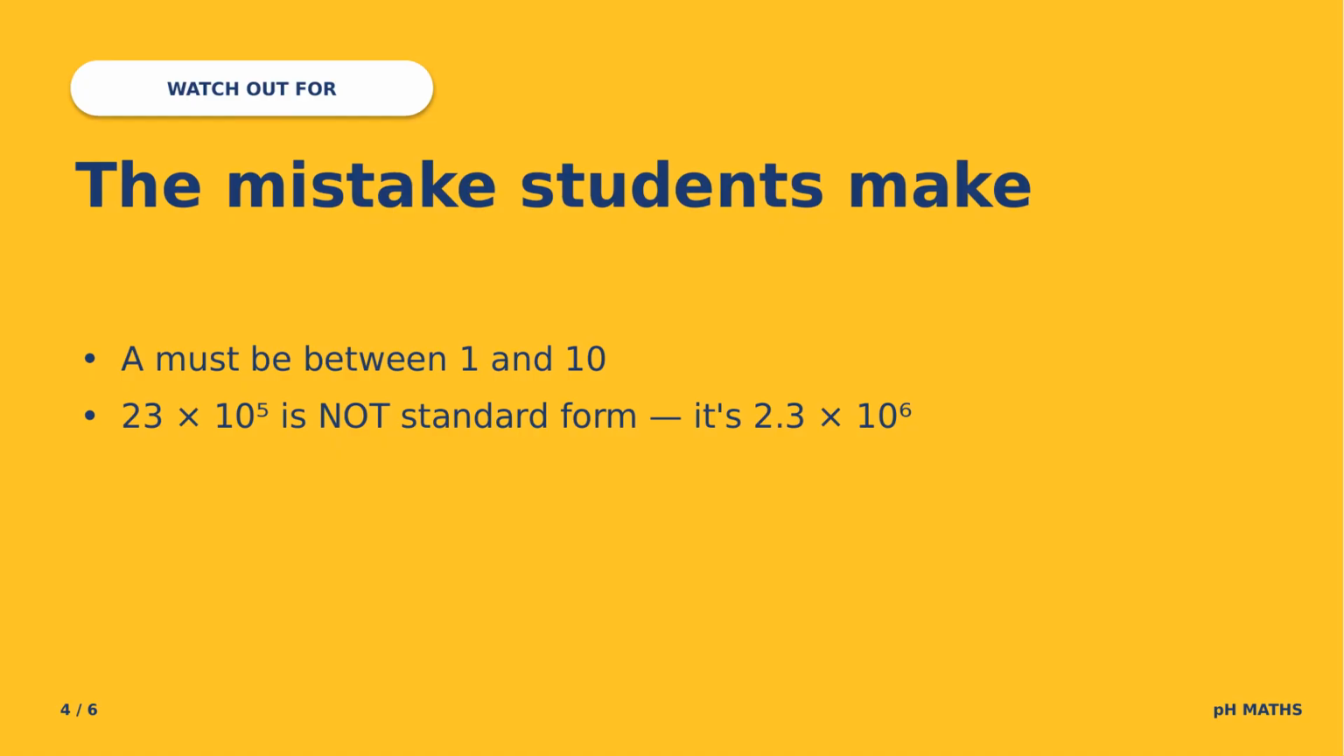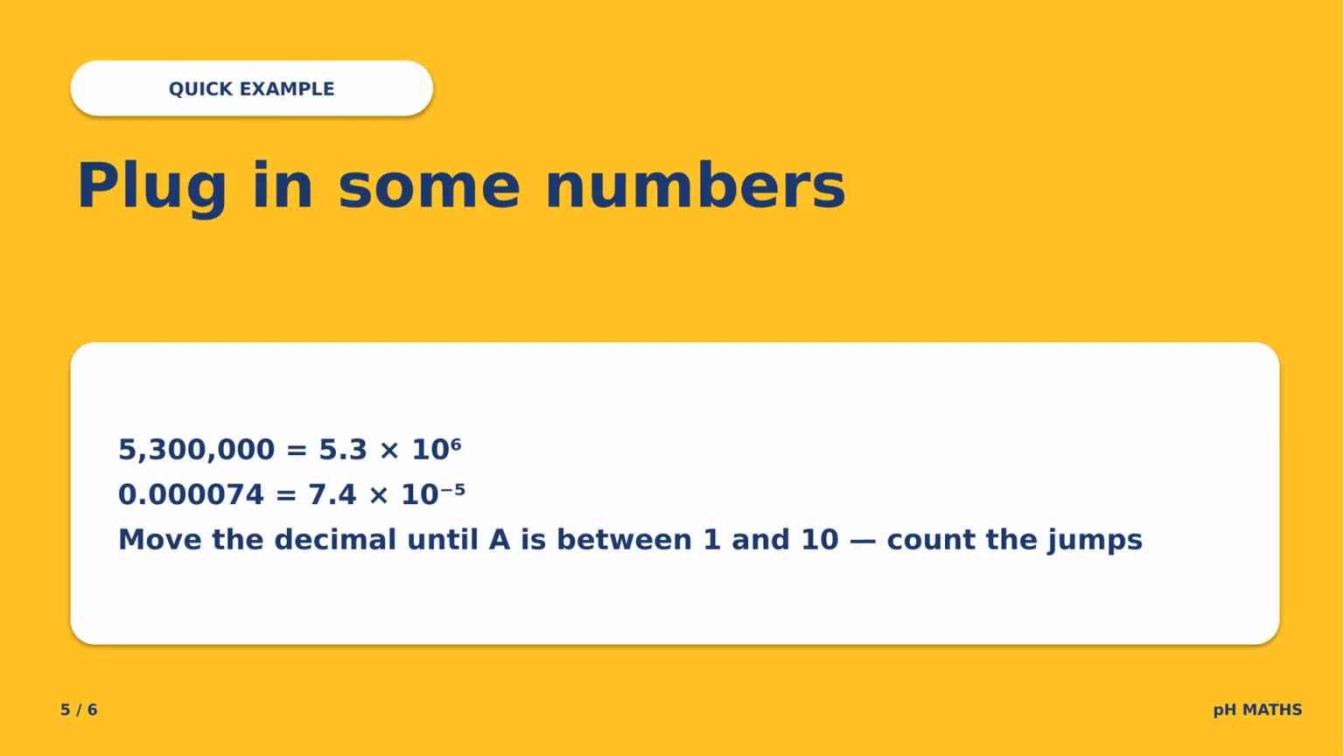Always check A first. As a quick example, 5,300,000. Slide the decimal 6 places to the left to get 5.3. Answer, 5.3 times 10 to the sixth.